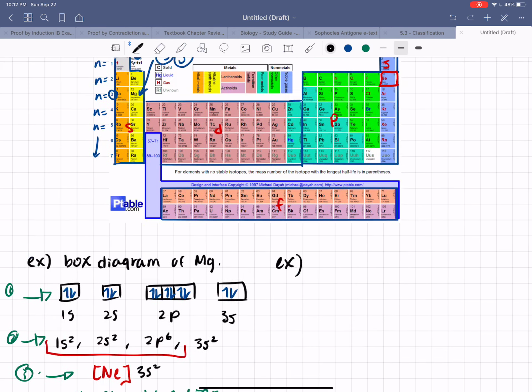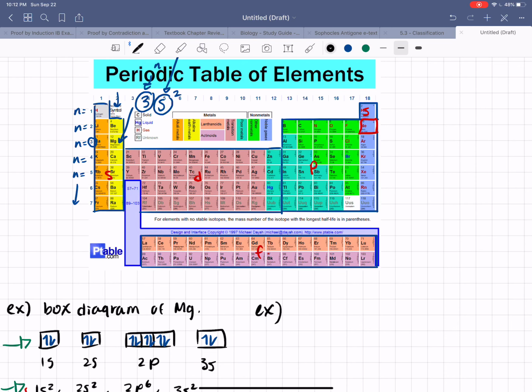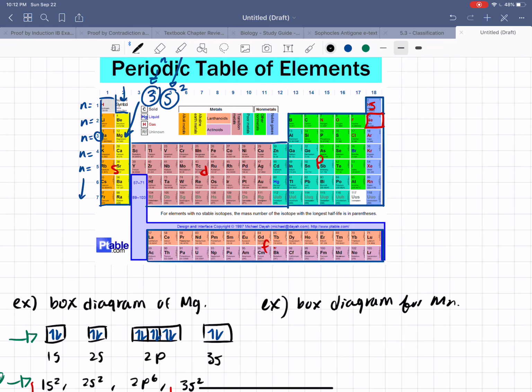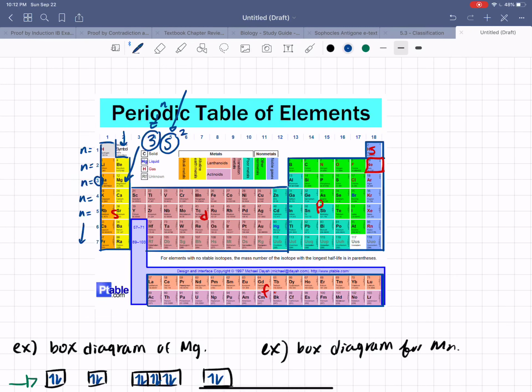Okay, let's do another example. Say I asked you to find the electron configuration of manganese. So let's do box diagram for manganese. Pretty much, we do the same thing. We find the address of its last electron, which is found in the D block. It's found in n equals 4, but hold up.